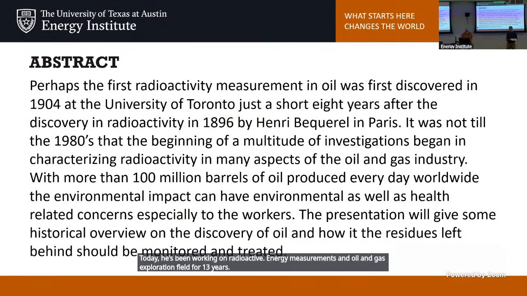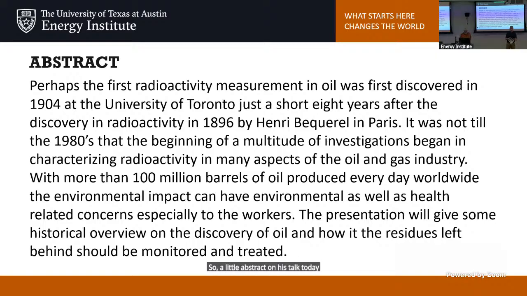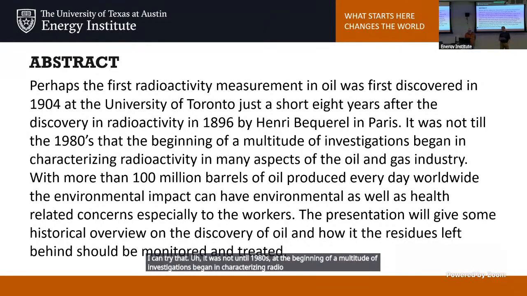So a little abstract on his talk today. First, radioactivity measurement in oil was first discovered in 1904, University of Toronto. Short 8 years after the discovery of radioactivity in 1896 by Henri Becquerel. It was not till the 1980s that a multitude of investigations began in characterizing radioactivity in many aspects of the oil and gas industry.